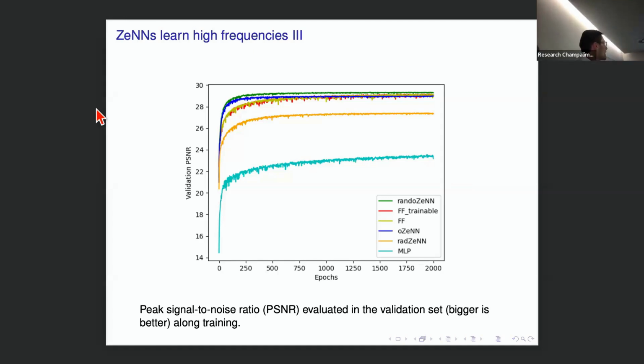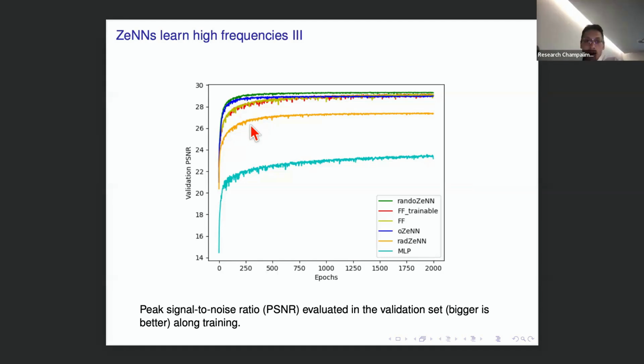But you see that the MLP, the multi-layer perceptron, is the worst of them. That's the light blue one, sorry. Then there is the standard Fourier features, which is pretty good, up there. I'll point it with my finger. It's this one over here. And the trainable version doesn't perform much better. You can use the mouse. I can use the mouse, that's right.